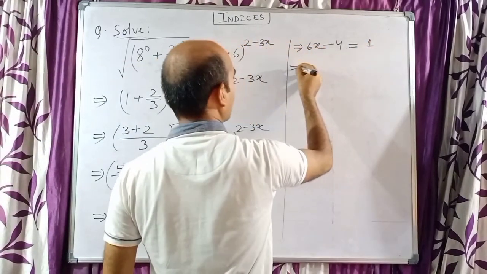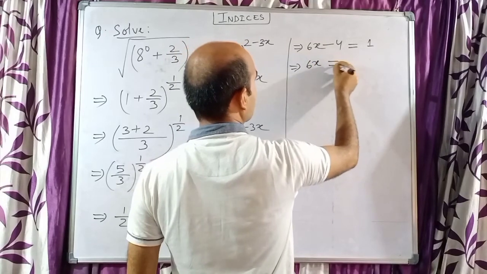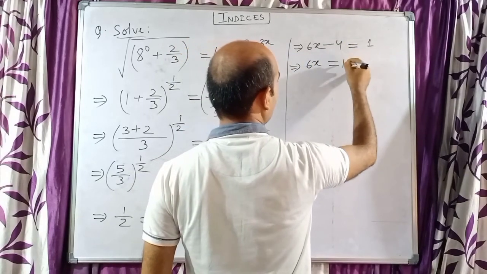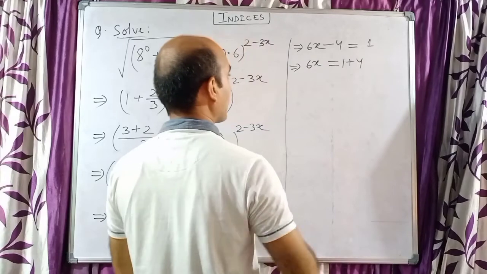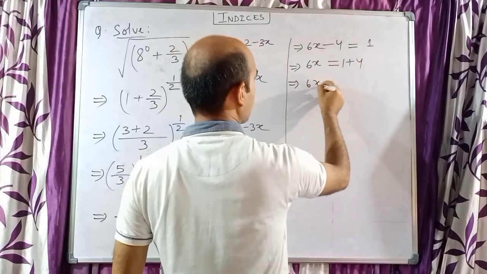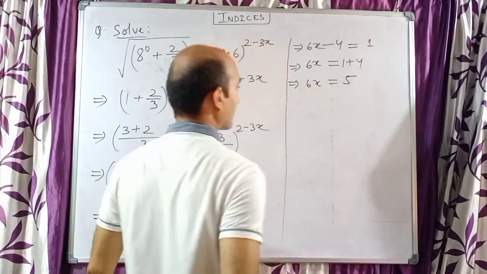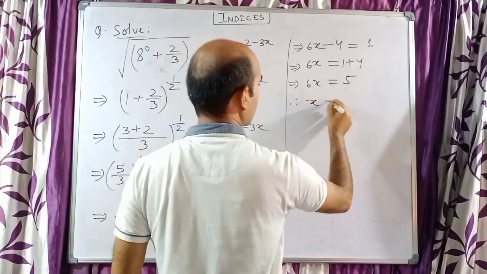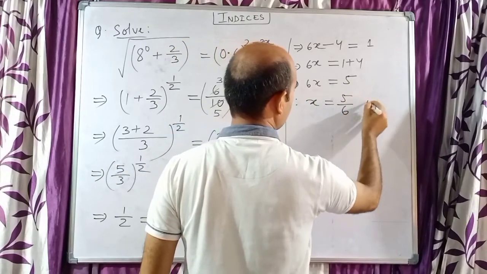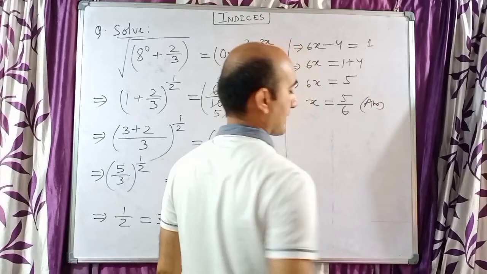Now you can find the value of x. 6x, this minus 4 will become plus 4. Next, 6x equal to 5. Finally, x equal to 5 by 6. So this is our answer.